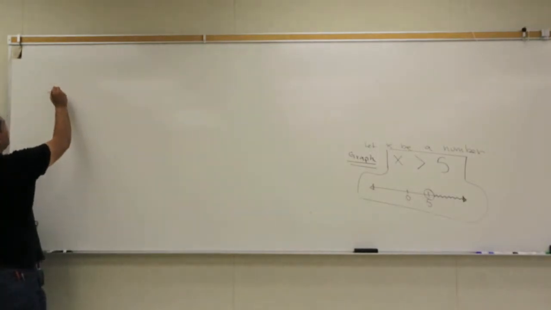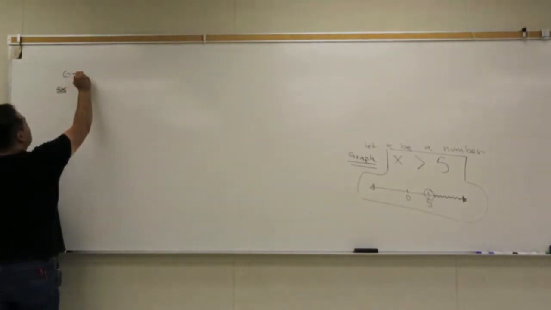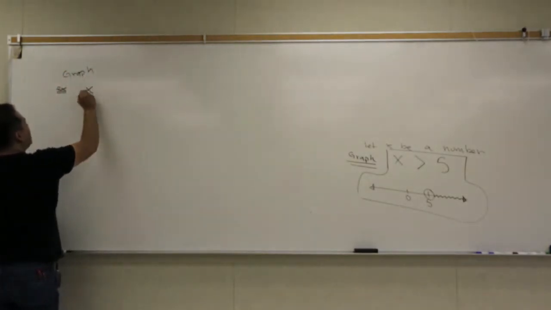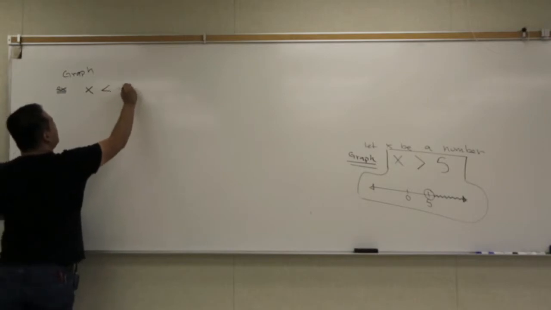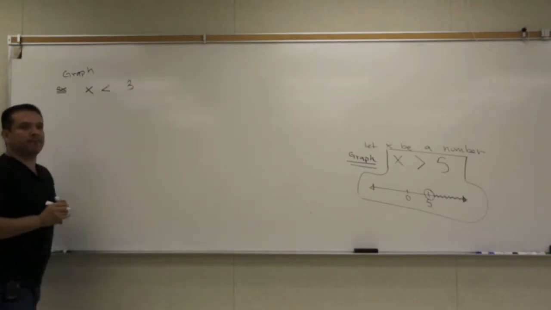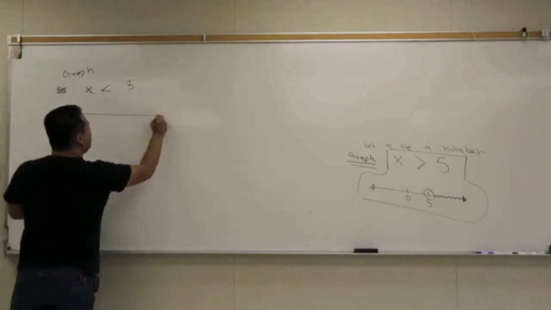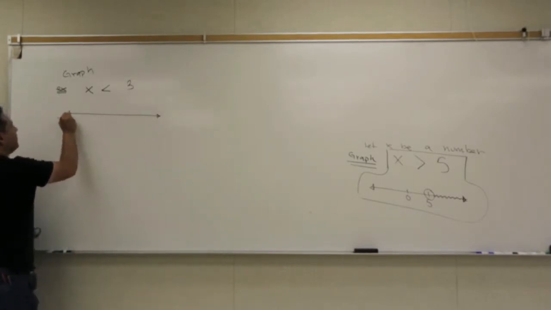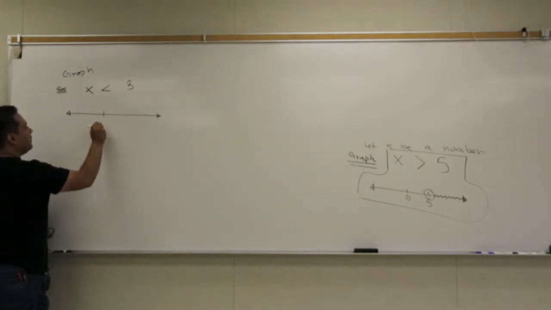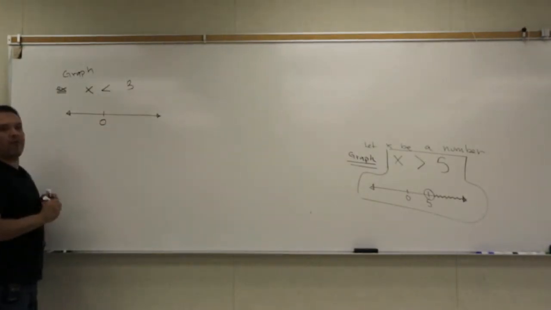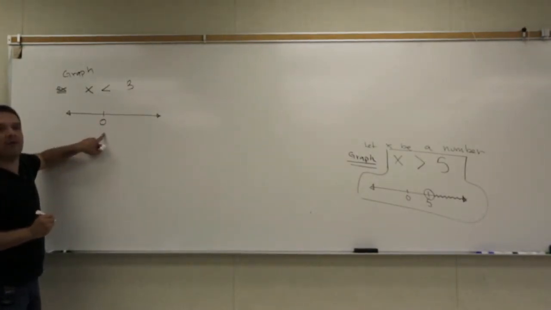So let's work on some of these questions. For example, they're going to say to you, all of these are going to be graphing questions. Graph numbers that are smaller than, let's say, 3. Okay, so you're going to start by drawing the real number line again. And in the middle, what are we going to put? We're going to put that neutral location of 0.